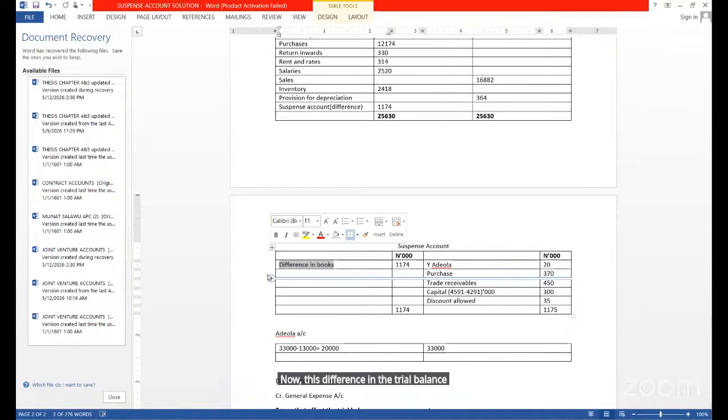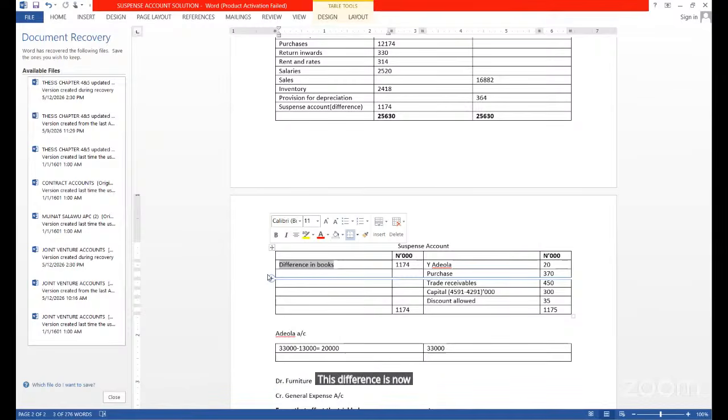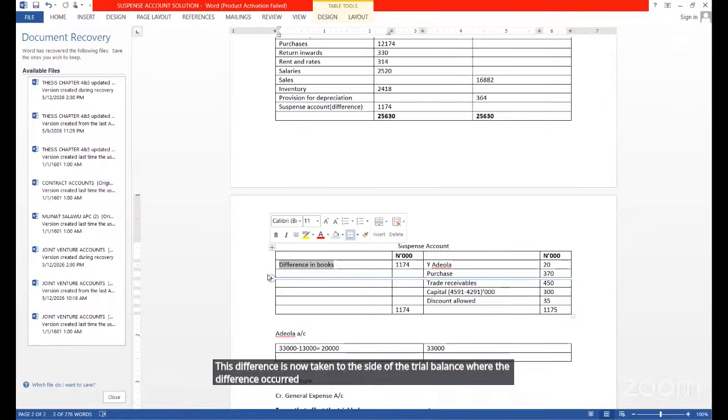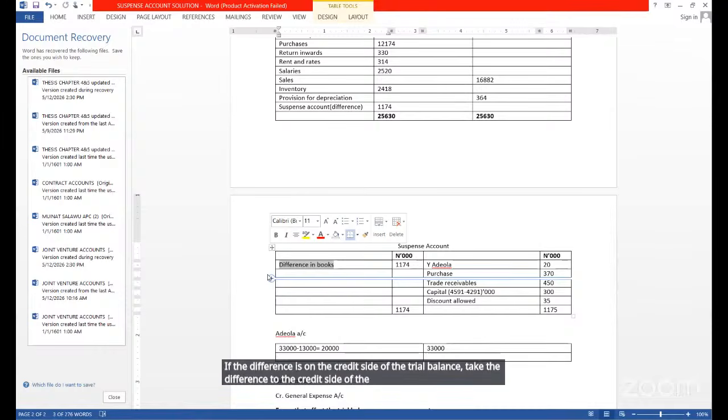is transferred into the suspense account, which is a temporary account that is opened to correct the errors in the books. This difference is now taken to the side of the suspense account corresponding to where the difference occurred in the trial balance. So if the difference is on the debit side in the trial balance, please take the difference to the debit side of the suspense account. If the difference is on the credit side of the trial balance, take the difference to the credit side of the suspense account.